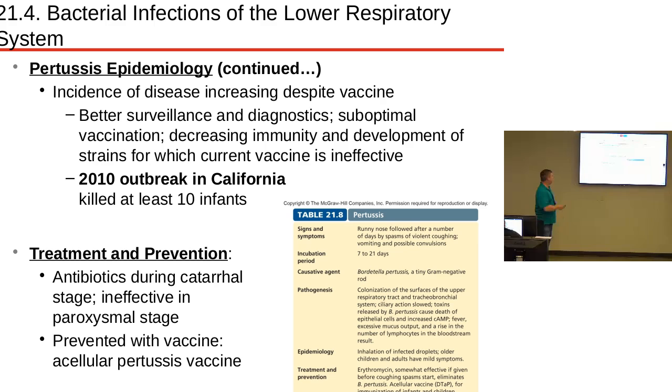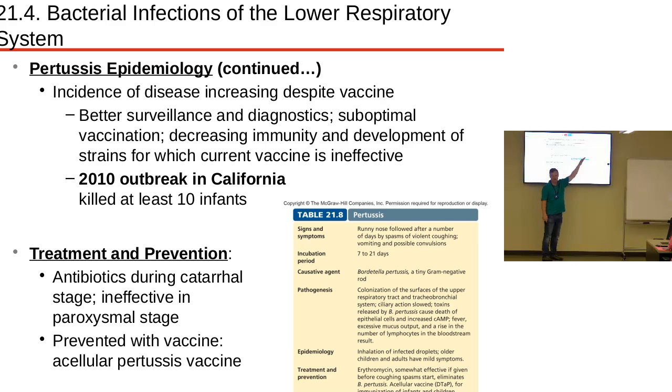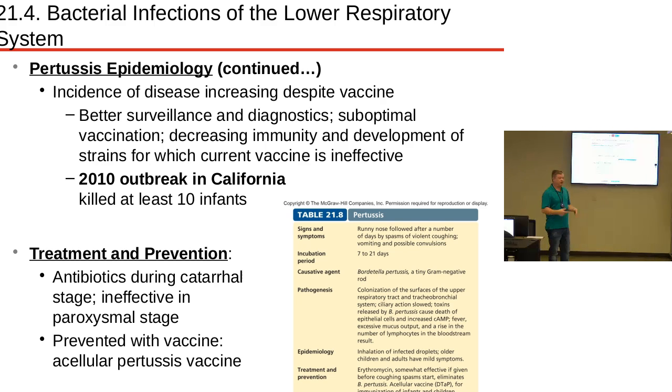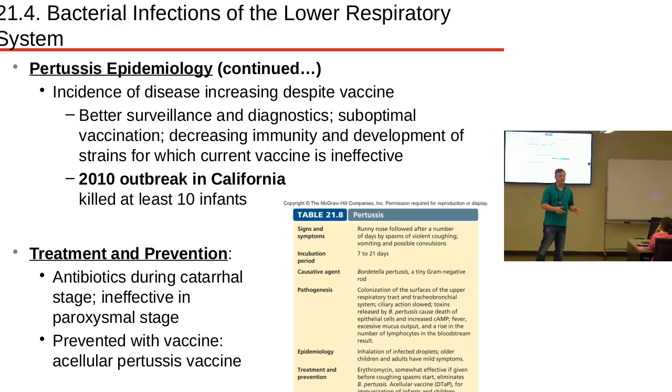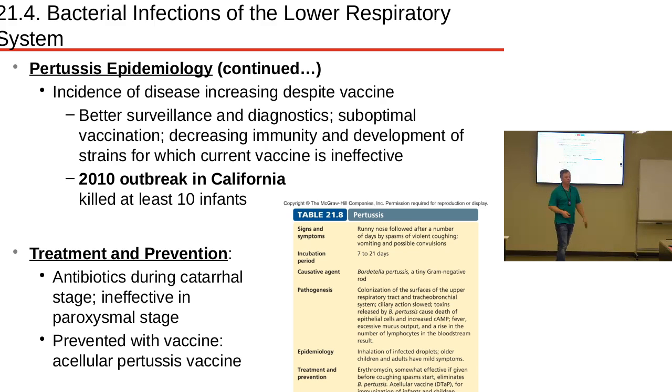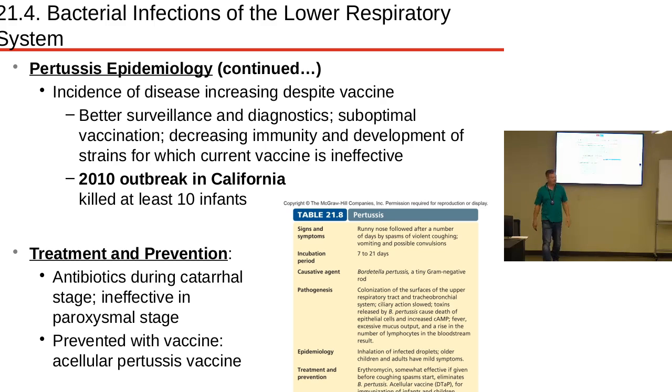Decreasing immunity and development of strains for which the current vaccine is ineffective. I've added those in this year after the experience of my neighbors. The decreased immunity suggests that we're living longer lives, and therefore we don't truly understand the implications of what that does to the immune system. When does it actually start waning? When do we start losing those memory cells? So that all could be part of why we're seeing an increase in pertussis.